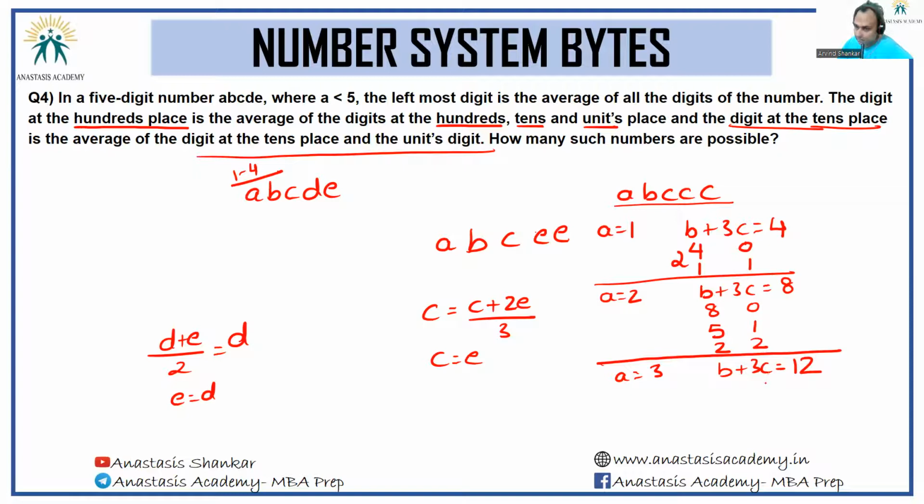Okay, C cannot be 0 now. When C is 1, B is 9. When C is 2, B is 6. When C is 3, B is 3. And we can't have any more cases. This is also done.